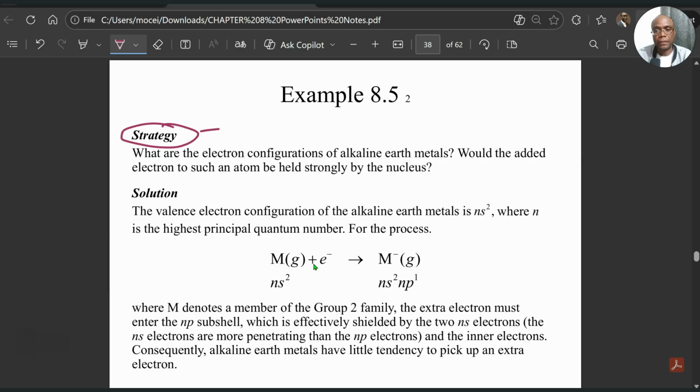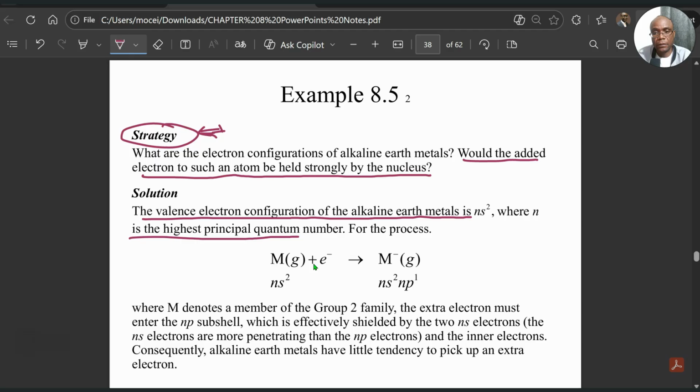The strategy to answer this question will include you thinking about electronic configurations of these metals. Will the added electron to such an atom be held strongly by the nucleus? That is the question. If not, then it should not happen. The electron should not be added. The valence electron configuration of the alkali earth metals is ns squared, where n is the highest principal quantum number for the process.